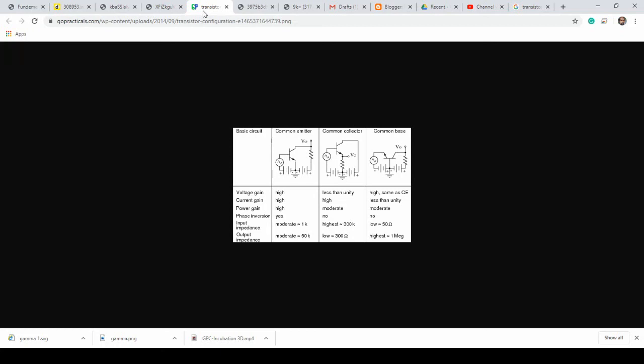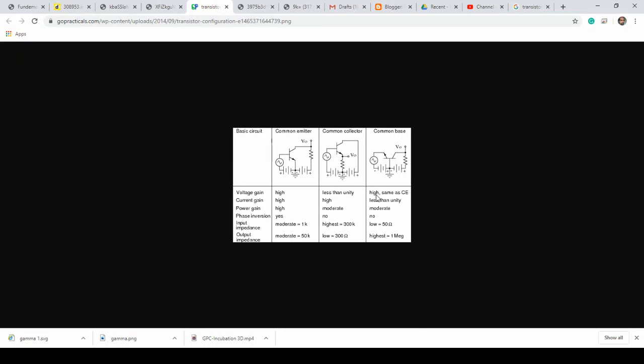For example, then you need to use a common base configuration. As you see here, the highest impedance is available at the output when you have a common base configuration. So designing for gain, we want the voltage gain to be high: common emitter, very common. Then you want it to be not that great, less than unity gain, then you have a common collector. You can also have a high gain, especially when talking about high output impedance.